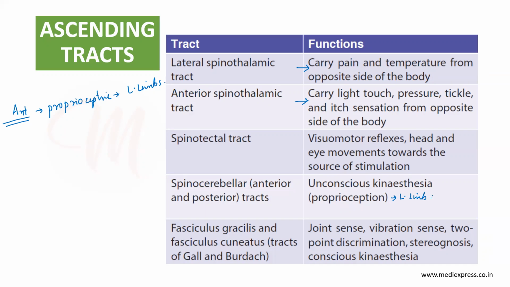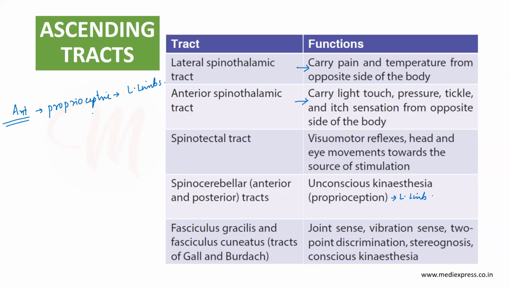Okay. So next, coming to the fasciculus gracilis and the fasciculus cuneatus, otherwise known as the tracts of Goll and Burdach. Now these two together carry proprioception, or you can say joint sense, vibration sense, even stereognosis, two-point discrimination, and conscious kinesthesia. All this is by the fasciculus cuneatus as well as the fasciculus gracilis. Remember these two. Okay.